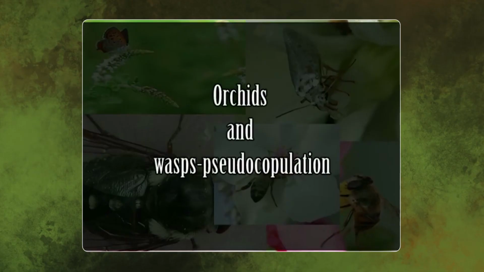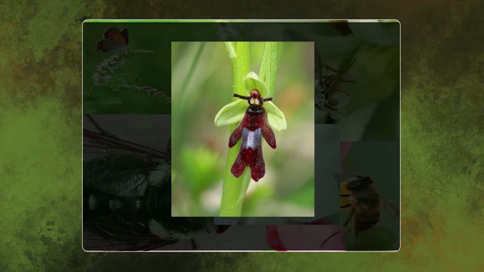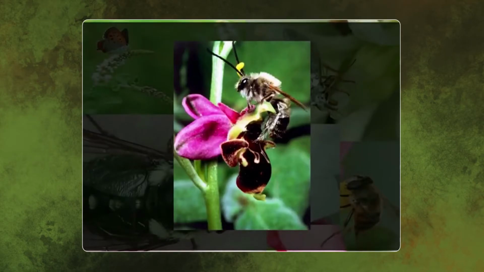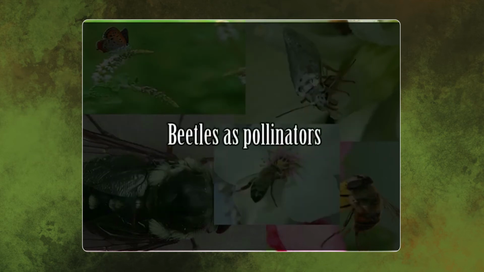Now we see the example of orchids and the wasp pseudo-copulation system. A particularly dramatic example of adaptation for pollination is seen in some species of orchids whose flowers resemble in shape, odor and color the female of certain species of wasps, bees or flies. The male insect is stimulated to attempt to copulate with the flower and becomes covered with pollen in the process. When he later attempts to copulate with another flower, some of the pollen from the first flower is deposited on the second. So complete is the deception that sperm have actually been found inside the orchid flowers after a visit by the male insect.